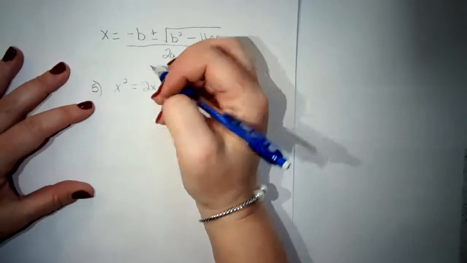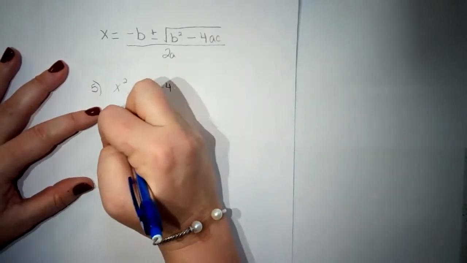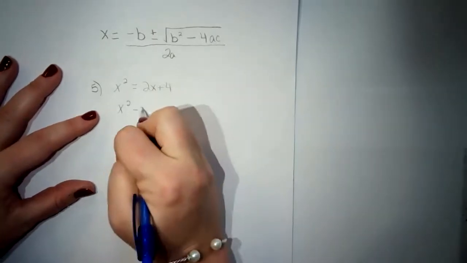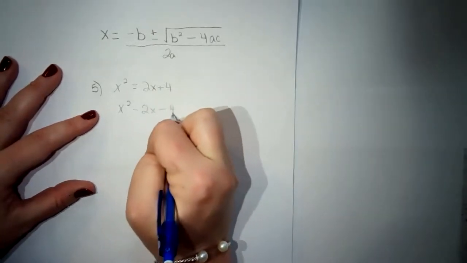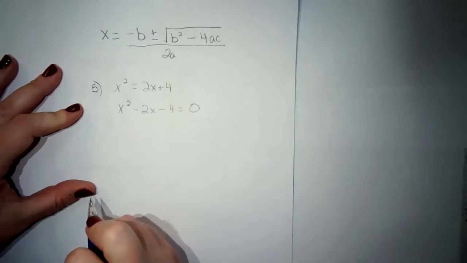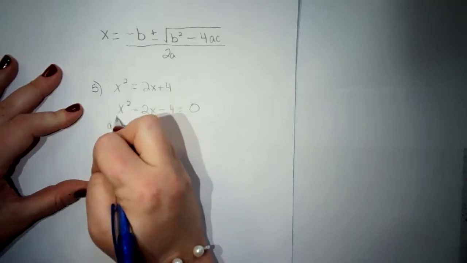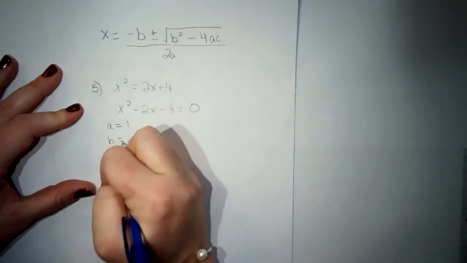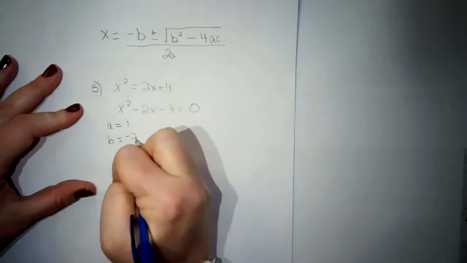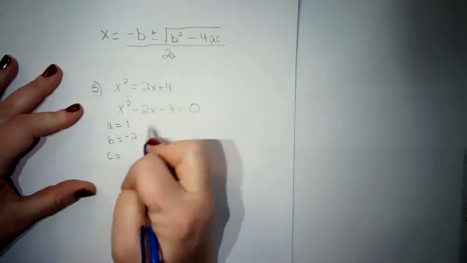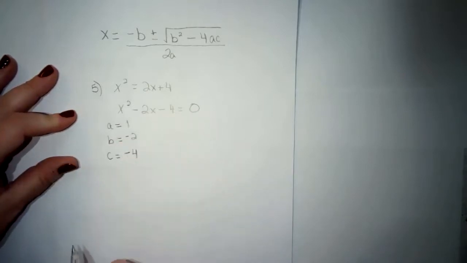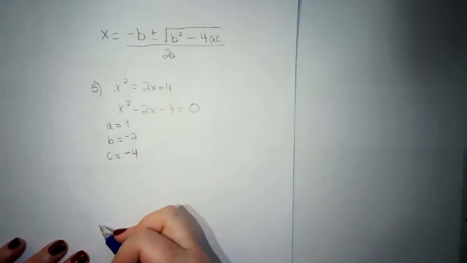Okay, so we need to move everybody to one side. So we're going to have x squared minus 2x minus 4. We need everybody over there so that we can name our letters. Okay, what's our a? 1. Our b, negative 2. And our c is negative 4. There we go. Everybody good with that?